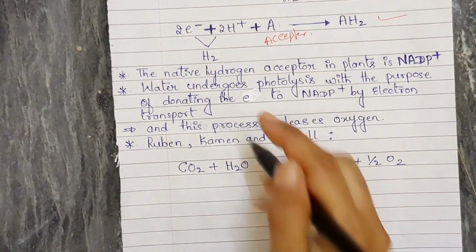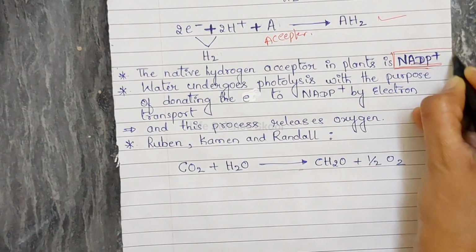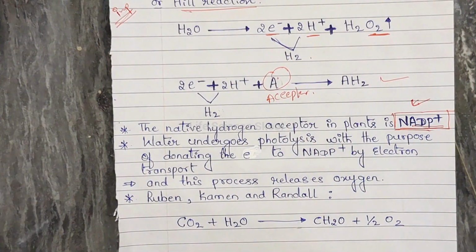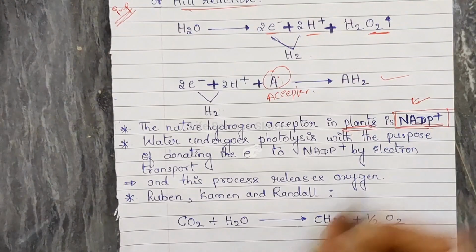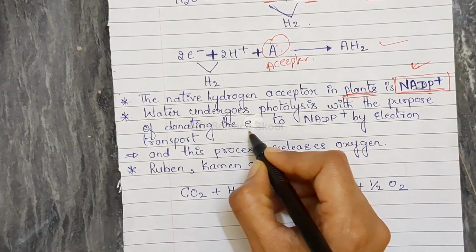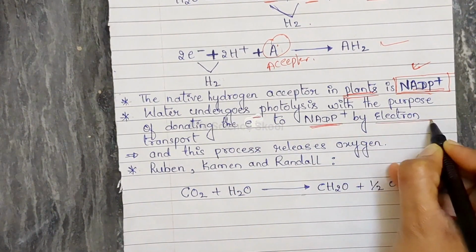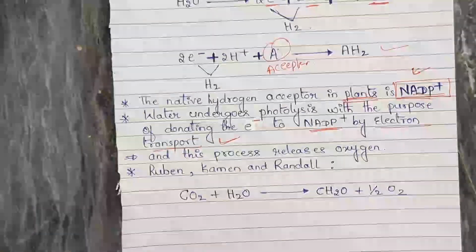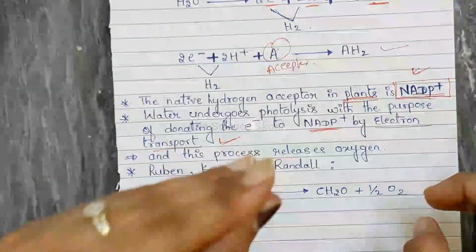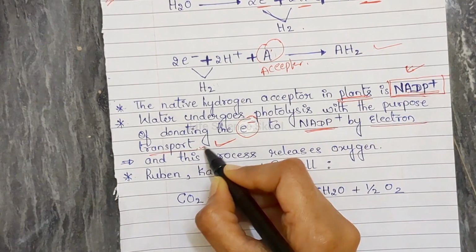Now moving on to the next point. The native hydrogen acceptor in plants is NADP plus. This you have to remember here. This point is important. Who is the hydrogen acceptor here? The hydrogen acceptor in plants is NADP plus. Okay, and water molecules undergo photolysis for the purpose of donating electrons to NADP plus by electron transport. This is important, you have to remember this point. So why does water undergo photolysis? Because of the purpose to donate the electrons to the NADP plus by electron transport.